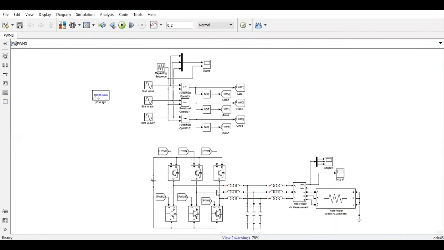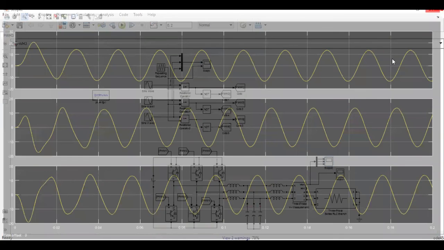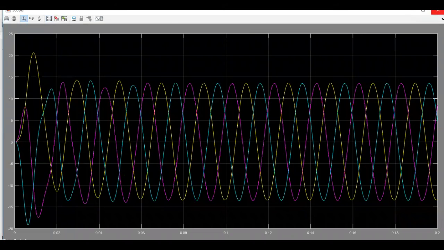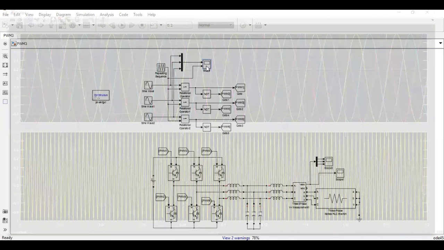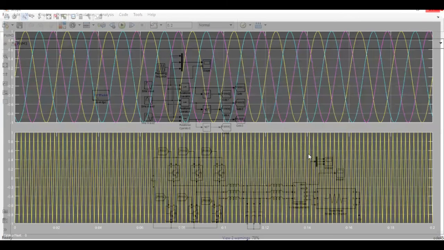Similarly, we can also implement a 3-phase inverter, and there are 3 reference waveforms, and this is the LCL filter which is connected over here. When I run this simulation, I get 3-phase ideal waveforms. We can also check this scope. So these are the 3-phase waveforms. We can also see the sinusoidal reference and the triangular carrier.